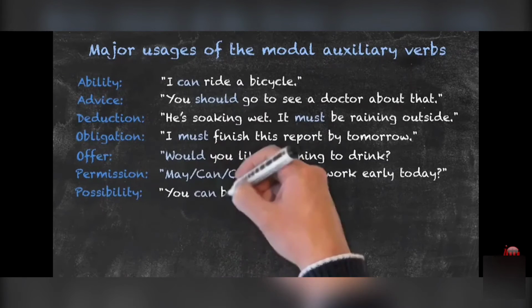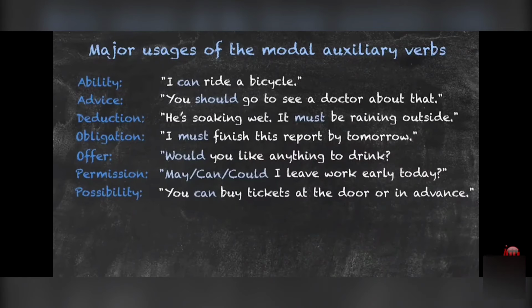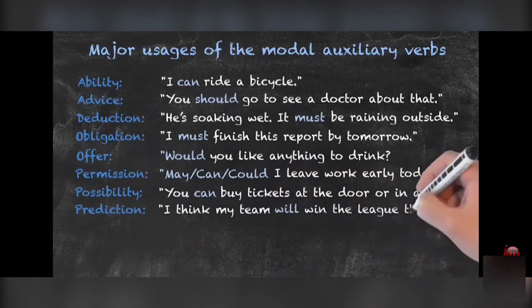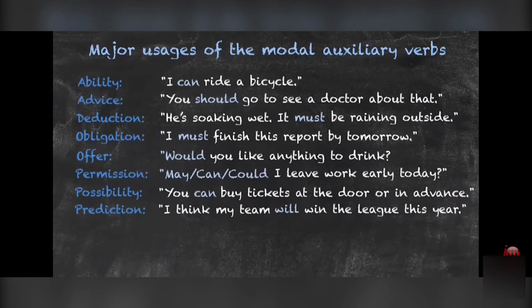You'll see that we use can here for ability and can for possibility. We're using must for obligation and must for deduction. So the usages are interchangeable. Now let's have a look at prediction. I think my team will win the league this year. I don't know that my team will win the league, but I'm predicting that they will.